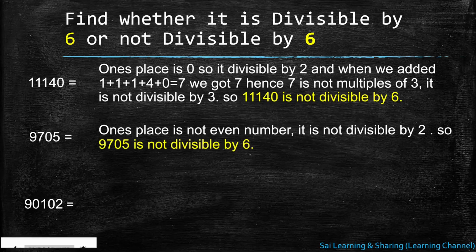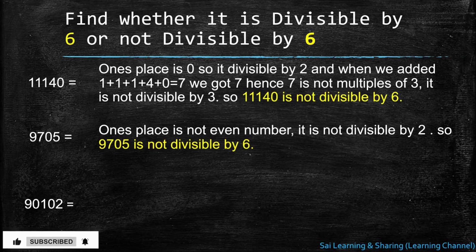9,705. In the ones place it is not an even number, so it is not divisible by 2. So there is no need to check if it is divisible by 3, because the number should be divisible by both 2 and 3 to be divisible by 6. So 9,705 is not divisible by 6.